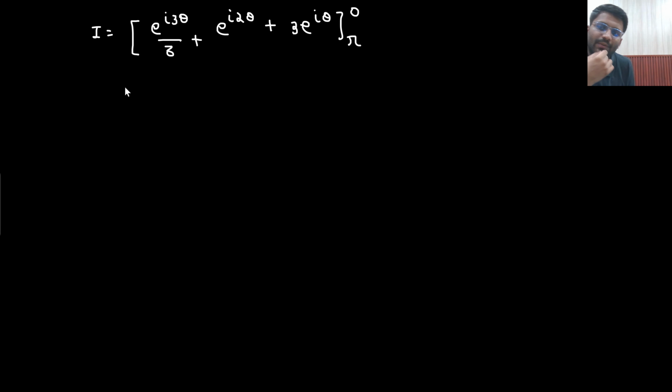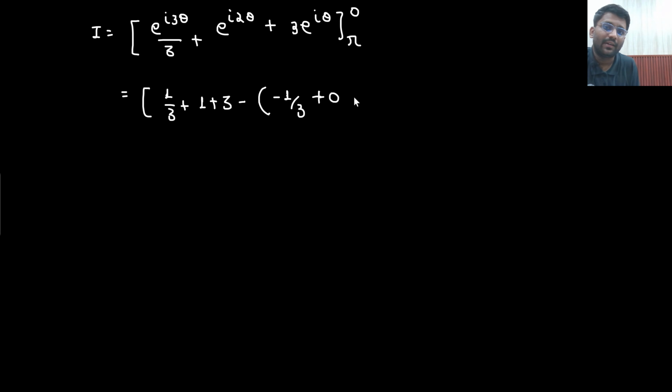Pi to 0. So here you put the limit 0, that will be 1 by 3 plus 1 plus 3 minus e to the power 3 pi. E to the power 3 pi is minus 1. So this will become minus 1 by 3. E to the power 2 pi will be 0. Right? And here you are getting minus 3 again. So yeah, so e to the power 2 pi is 1, not 0.